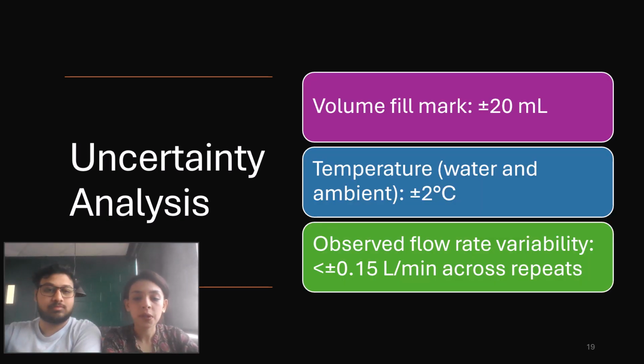Uncertainty analysis. So there is a certain margin of error that you have to take into account. For the volume fill mark, about plus or minus 20 ml error. For temperature, a plus or minus 2 degrees centigrade error, and then observed flow rate variability of 0.15.